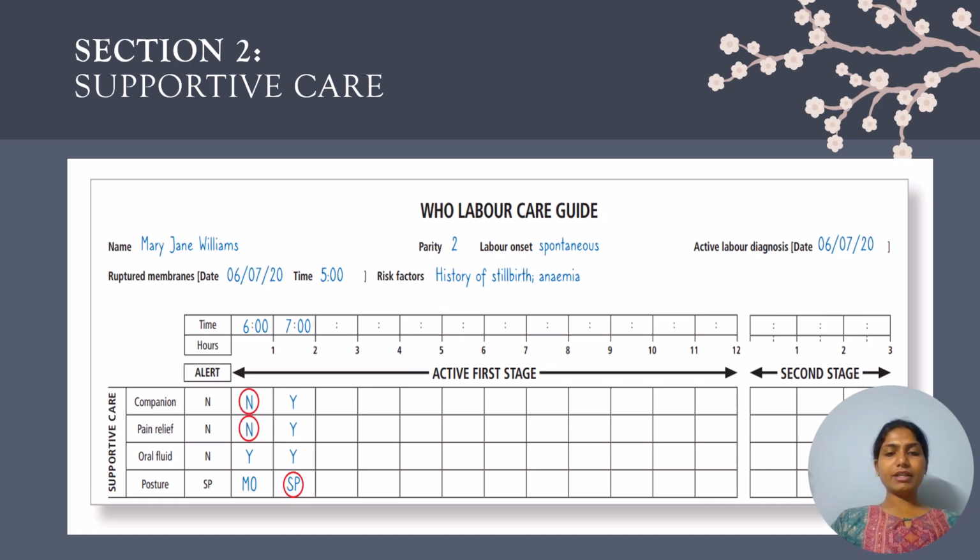And then we have to give her pain relief. If she desires epidural analgesia, we have to support her decision, or if she wants opioid analgesia, we have to support her decision. If she wants a birthing ball or water bath, whatever it is, we have to support her decision. And N again stands for no, Y stands for yes. And oral fluids are indicated and can be given. And then posture: we can write SP, that is supine position, or MO, that is the patient is moving or mobile. So these form the supportive care.